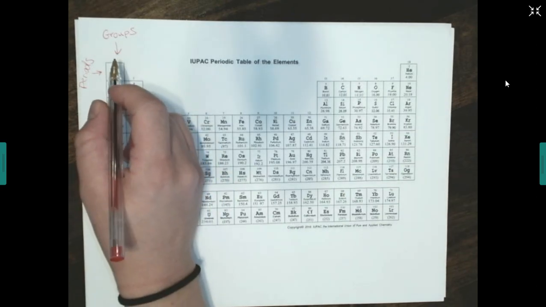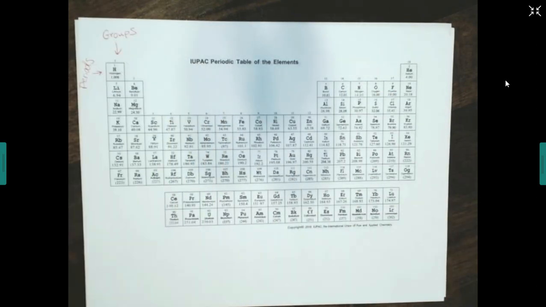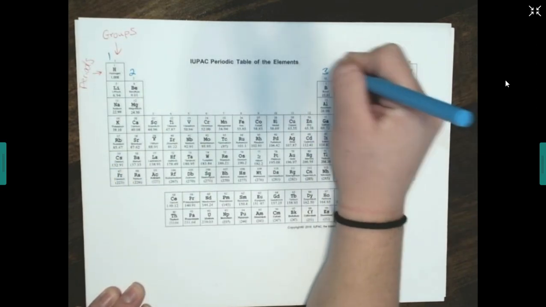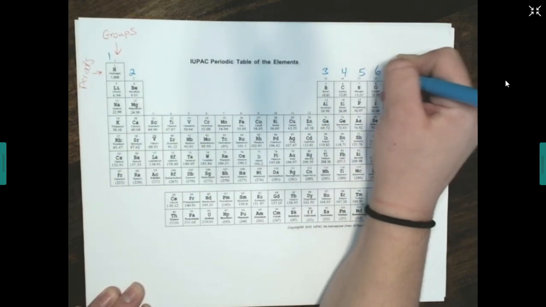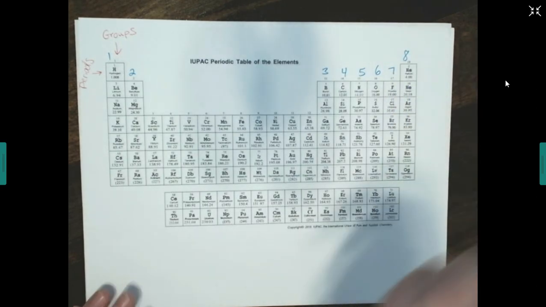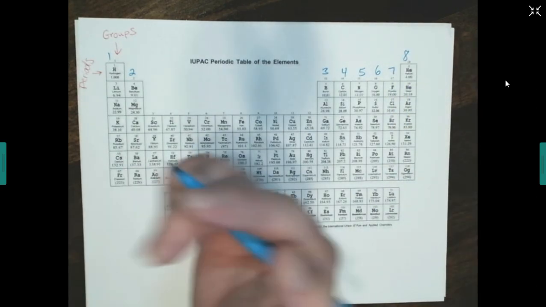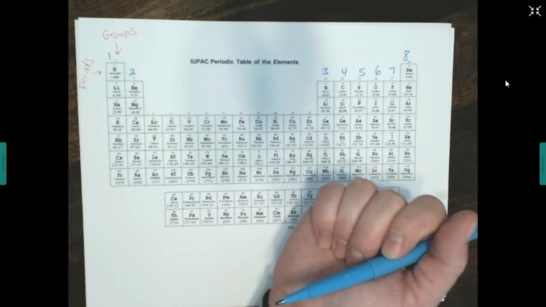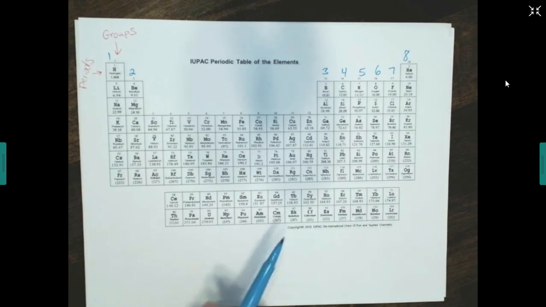So groups will tell you how many valence electrons they have. So these have 1 valence electron, 2 valence electrons, 3, 4, 5, 6, 7, 8. And just to remind you, a valence electron is an electron in the outermost energy level. Okay, the outermost energy level. Those are the valence electrons. Those are the ones that have to do with bonding.